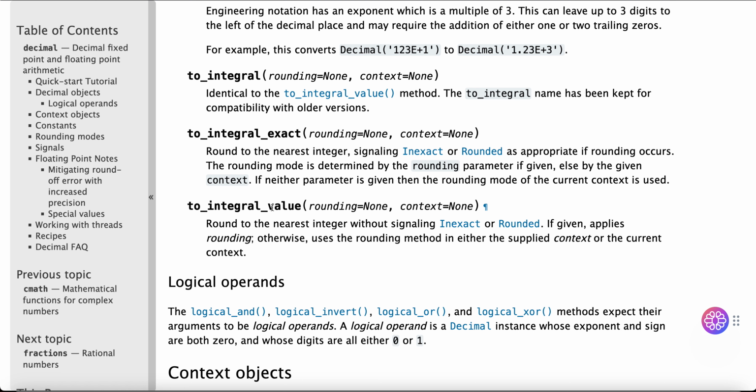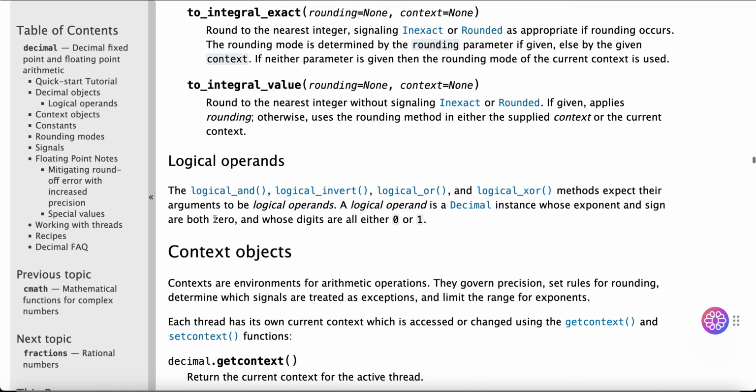to_integral_value(rounding=None, context=None). Round to the nearest integer without signaling Inexact or Rounded. If given, applies rounding; otherwise, uses the rounding method in either the supplied context or the current context.